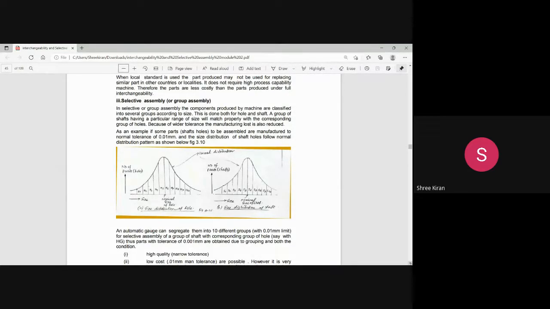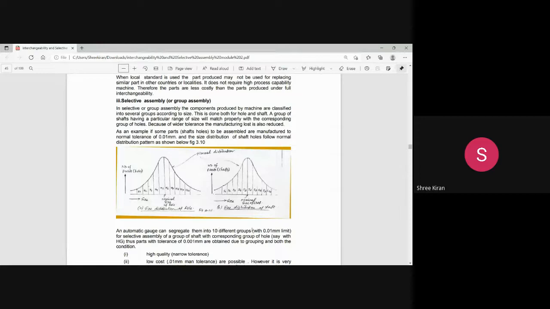Because of wider tolerance, the manufacturing loss is also reduced. As an example, if some parts, shafts and holes, to be assembled are manufactured for normal tolerances of 0.01 mm, and the size distribution of the shafts and holes follows a normal distribution pattern as shown. You see, this is the normal distribution pattern. So an automatic gauge can segregate.